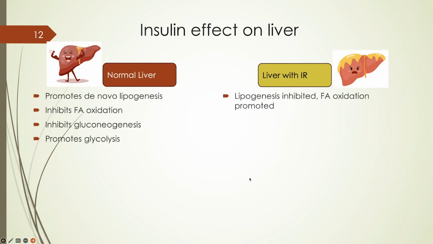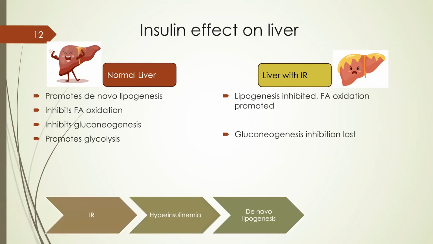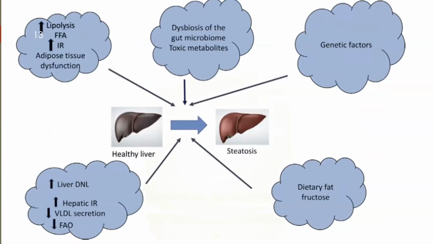So what happens in patients who have insulin resistance? The lipogenesis is promoted and fatty acid oxidation is inhibited. So that means the fatty acids which were supposed to be suppressed by insulin do not get suppressed because of the development of insulin resistance, and the gluconeogenesis inhibition, which was caused by the normal insulin, gets lost. So what it results in is an insulin resistant state, which leads to hyperinsulinemia, which leads to de novo lipogenesis, and there is an exacerbation of the insulin resistance.